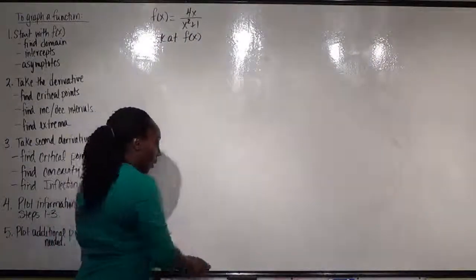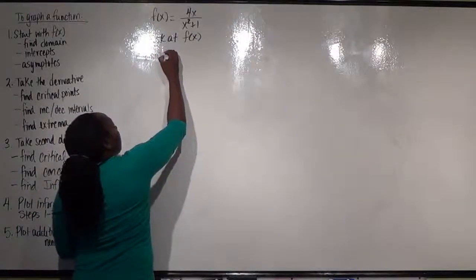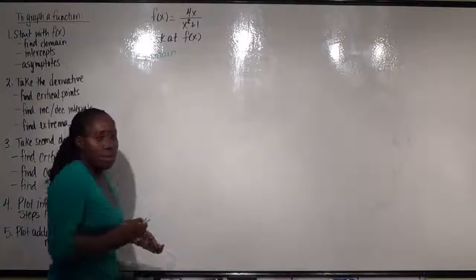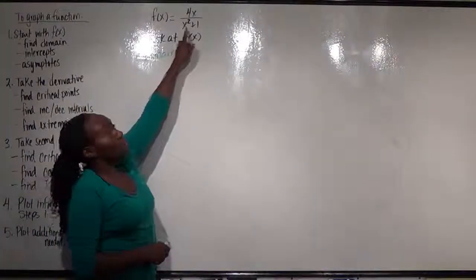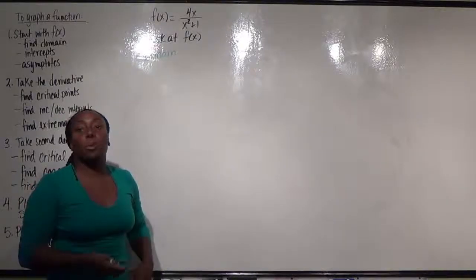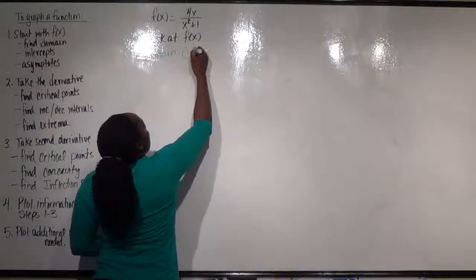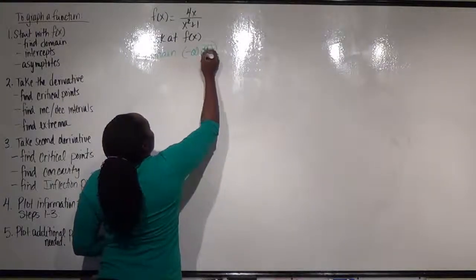So I want to start by finding the domain. In this case, this function is nice because if I look at the denominator, x squared plus 1, that is always positive. There are no places that is going to be 0. So for this one, our domain is going to be all real numbers.